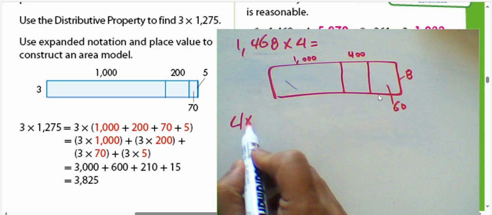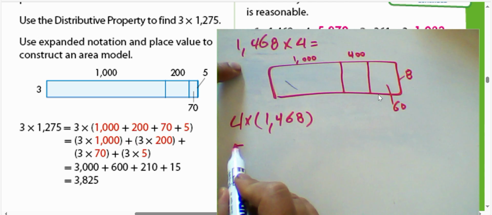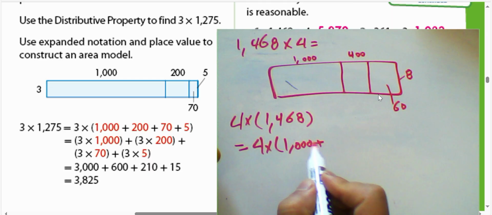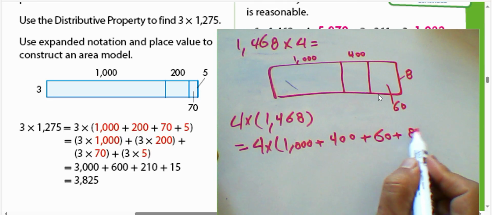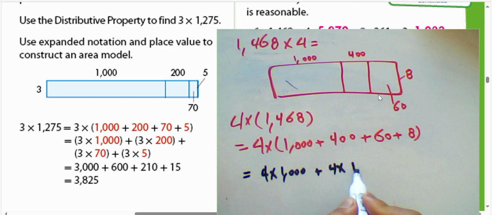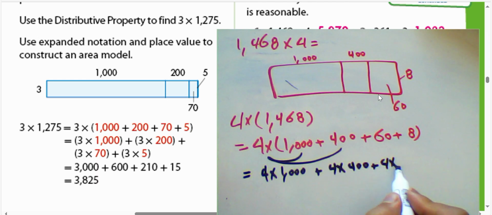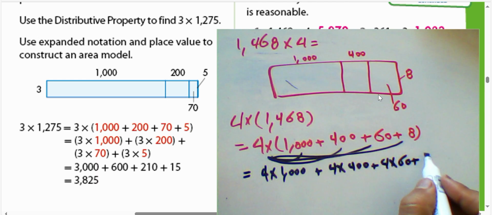Like 4 product by 1468 equal 4 times 1000 plus 400 plus 60 plus 8. Using here distributive properties. Write 4 times 1000 plus 4 times 400 plus 4 times 60, and last one 4 times 8.